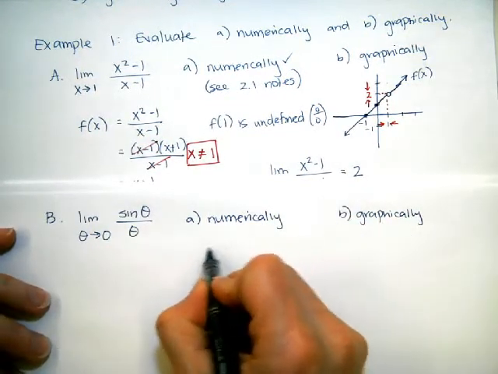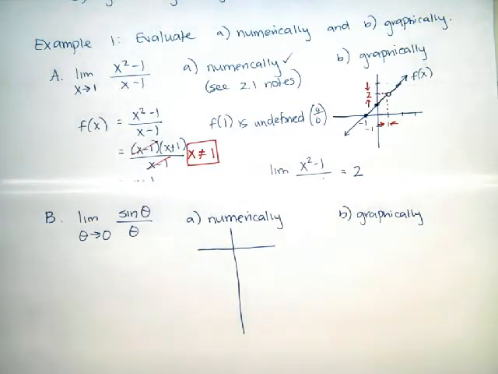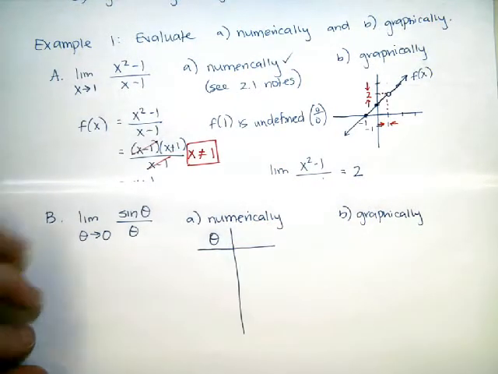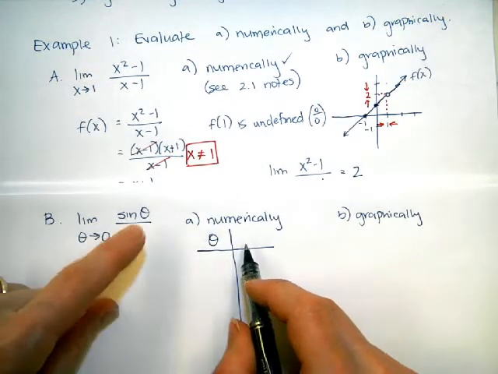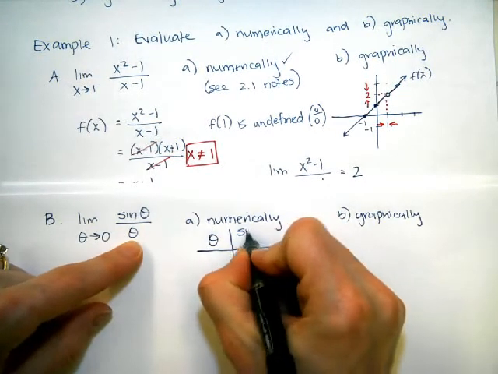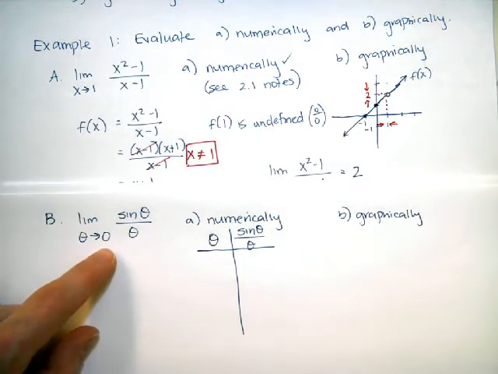That means that we are going to make a table of values where we get theta very close to 0 from both directions, from both the left and from the right. So I'm going to put theta as my first column, and then we're going to evaluate this expression, sine theta over theta, for different values of theta. Now, we want theta to get very close to 0, so someone give me a number that's close to 0.